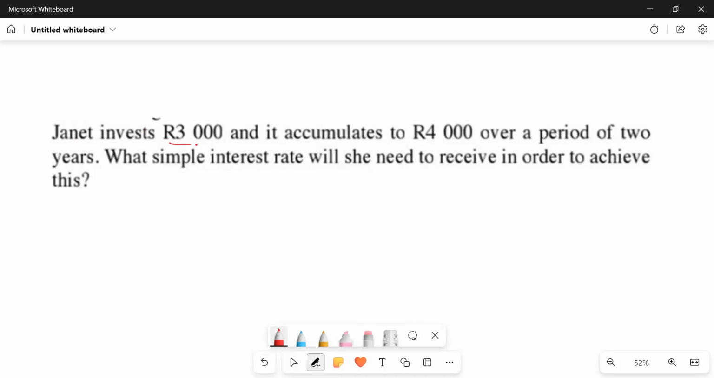Janet invests 3,000 and then it accumulates. So it means my principal amount is going to be equal to 3,000, because this is the amount which you invest. And then it accumulates to what? The accumulated amount is A, which is going to be 4,000 over a period of 2 years. Then it means my N is going to be equal to 2.